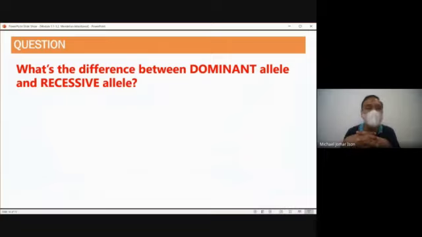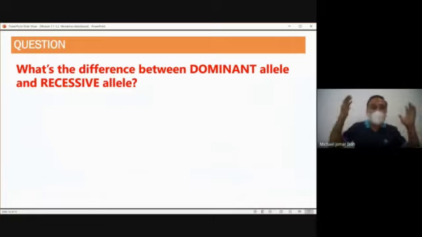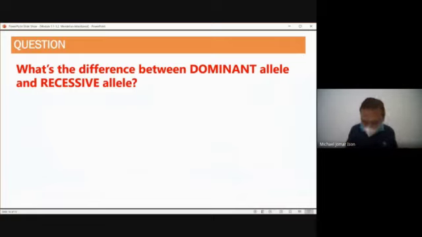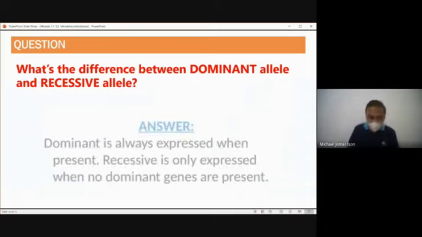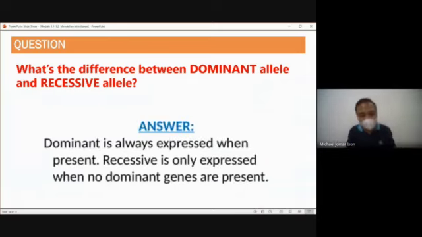Now here's a question that I would like us to ask. What's the difference between dominant allele and recessive allele? We were talking a while ago about the different forms of the particular character, and we also showed that there's a capital B and a small b that symbolize the two alternative forms. So this would be a symbol for dominant allele and recessive allele. So what would be the difference between the two? Well, as you can see here, the dominant is the allele that will always be expressed when it is present, while the recessive is only expressed when no dominant genes are present.